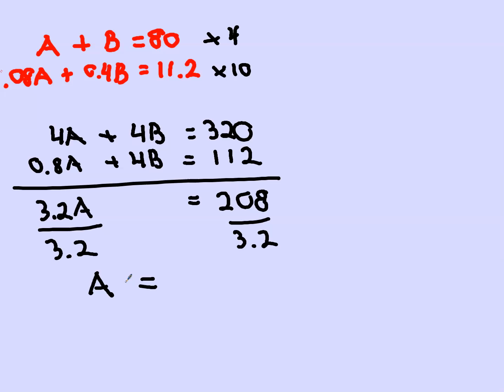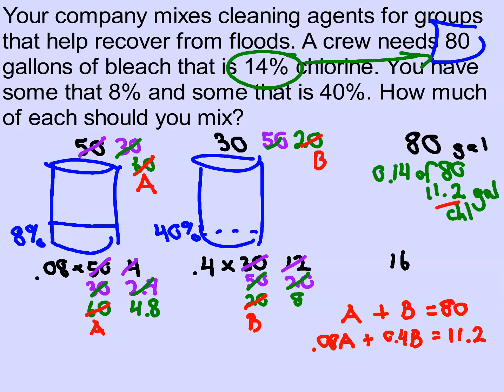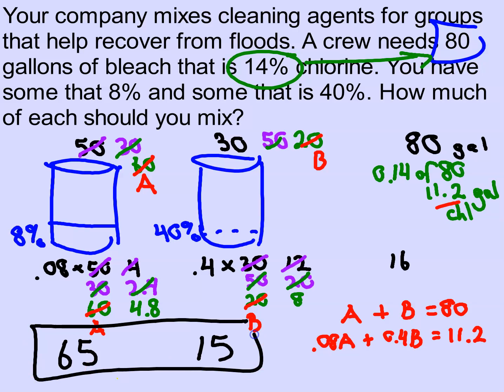208 divided by 3.2, I get 65. So apparently I need 65 gallons of A, and then since it needs to add up to 80, then 15 gallons of B. And now we've got our answer. Now we would have gotten that eventually if we guessed and checked, but this got us there quicker. All right, so that's the general overview about how to solve a mixture problem using a system of equations.